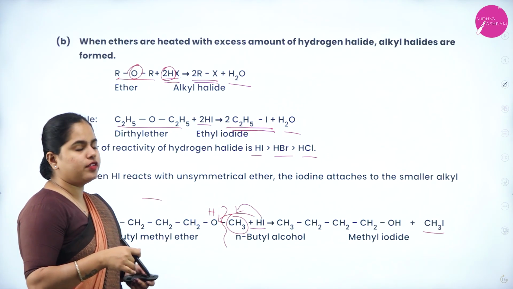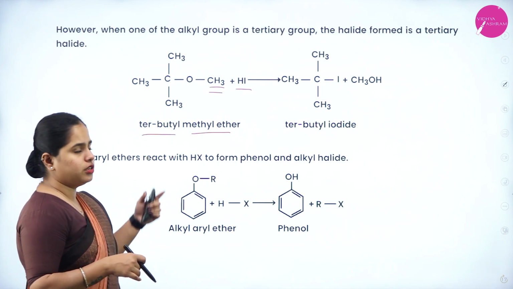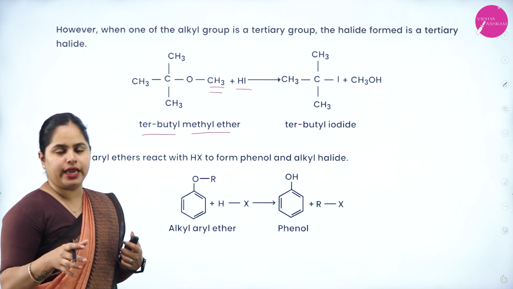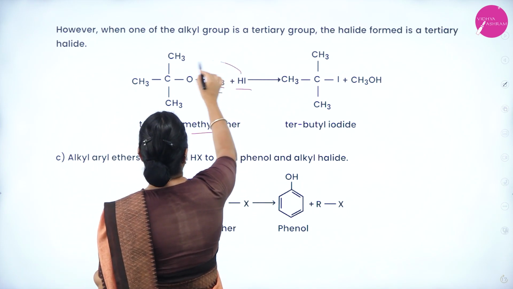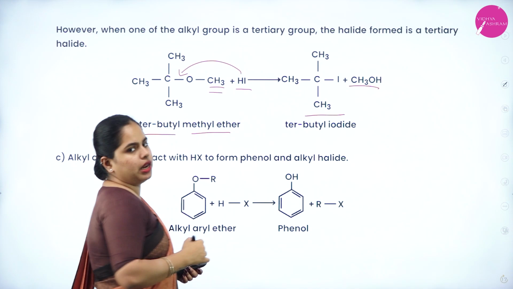Before, we discussed that iodine will go to the smaller group. But in this case, iodine is not going to the methyl, it is going to the tertiary group itself. Because if you are taking a tertiary ether, it will go to the tertiary group itself. So it will get attached here and you will get methanol here. So methanol and tertiary butyl iodide will be formed.